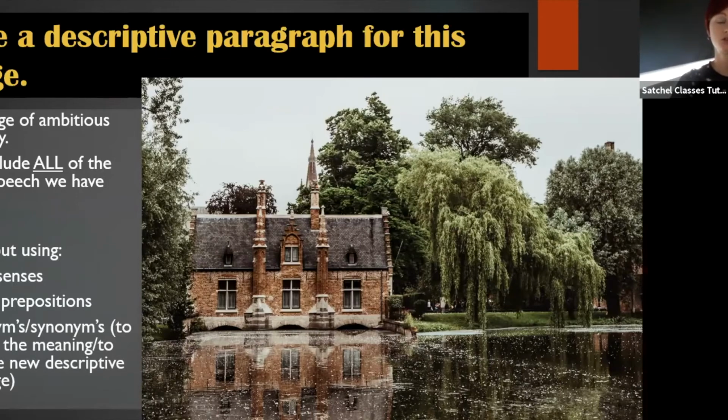So try and include all of the parts of speech that we've looked at. Think about using the 5 senses as well. So what can you see, but also what might you be able to smell? What might you be able to hear? What does it feel like? Is there a breeze in the air? Use of prepositions. So is there somebody inside the building? Is there somebody on the lake? There is a little group of people in amongst the trees. Are they sitting on the floor? Are they standing? Things like that. Antonyms and synonyms as well, to explore new different descriptive language.